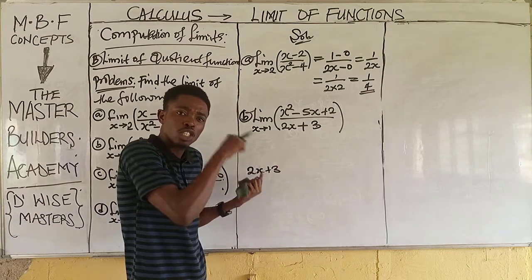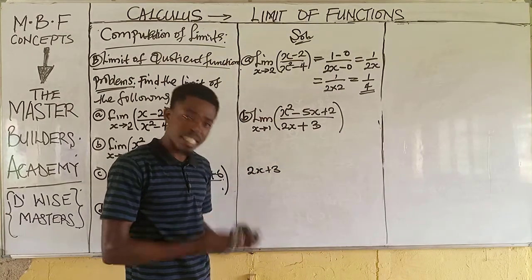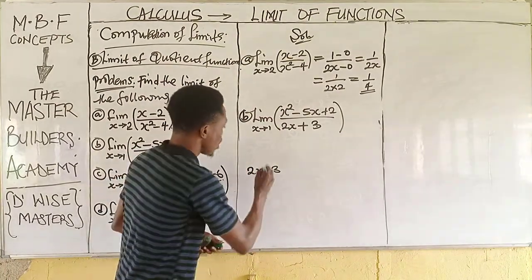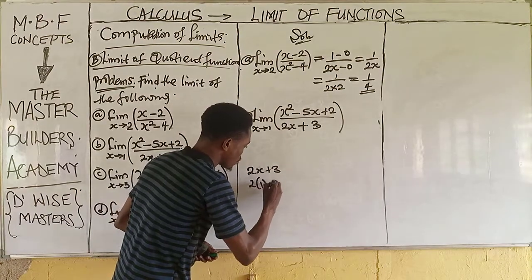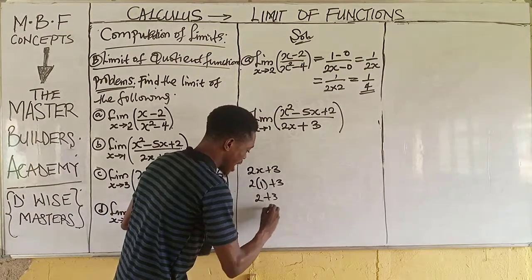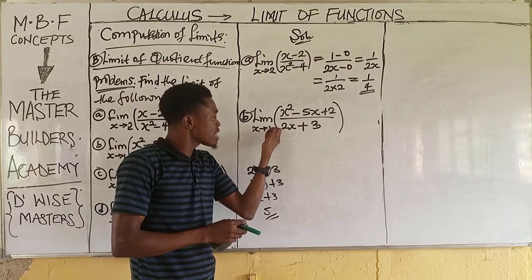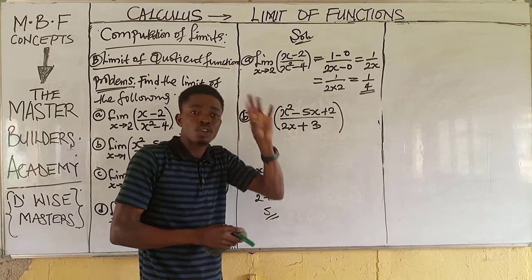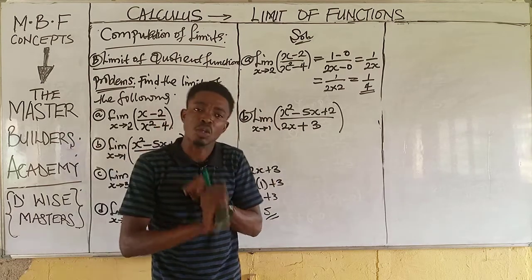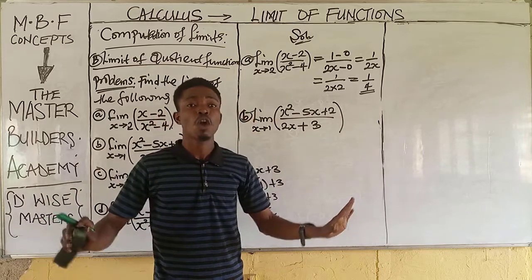So first, I just need to substitute into this denominator to see whether it exists. Now, when we substitute 1 here, we have 2 multiplied by 1 plus 3, and 2 multiplied by 1 is 2, plus 3, and this turns out to be 5. Now that substituting this value into the denominator gives us a real value, we are not going to factorize, we are not going to use L'Hospital, we are just going to substitute directly.